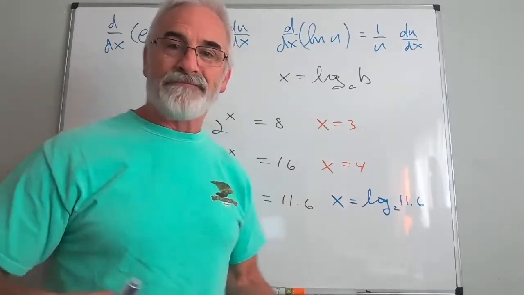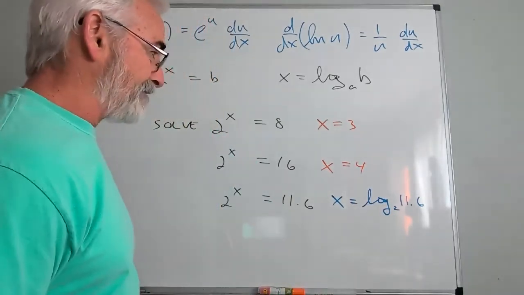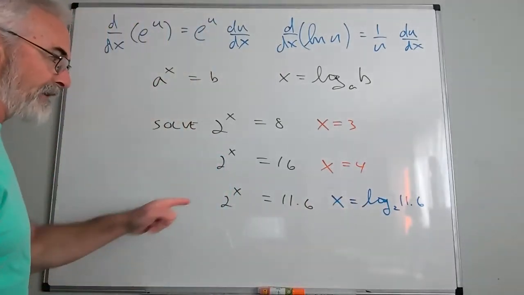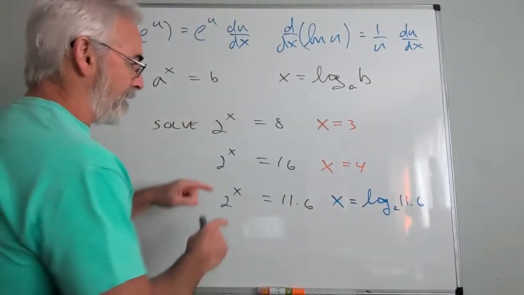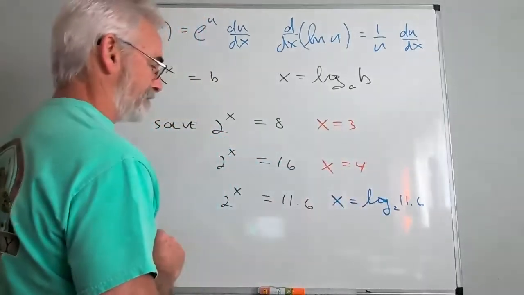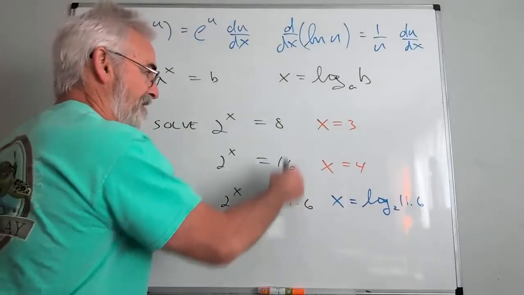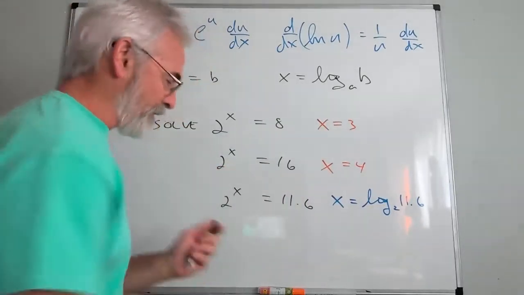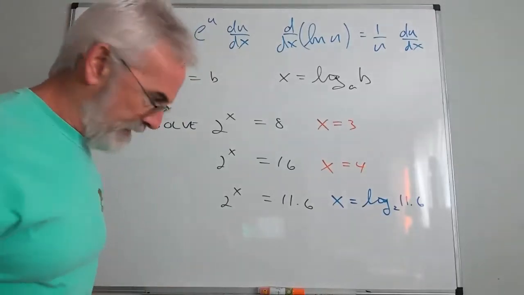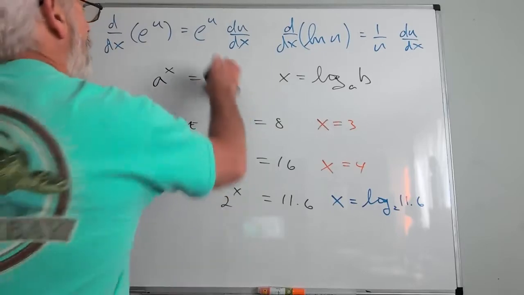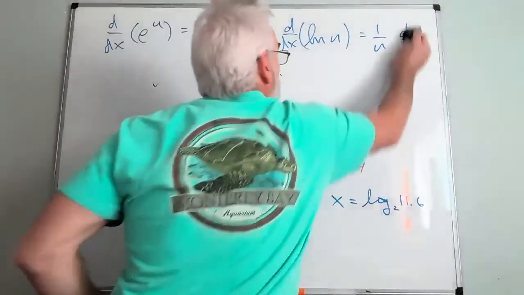In fact, just as a general rule, how do I solve this? Because it makes perfect sense. Well, here's one thing I do know: the answer really ought to be between 3 and 4, right? Because 11.6 is between 8 and 16. So how do I do this problem in general? Now I'm going to back up to what we learned in algebra. So let me go back up to here.